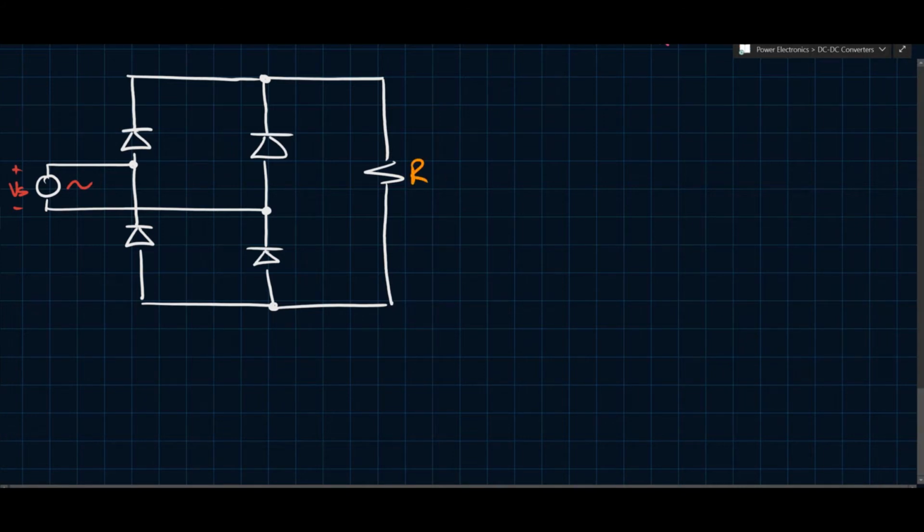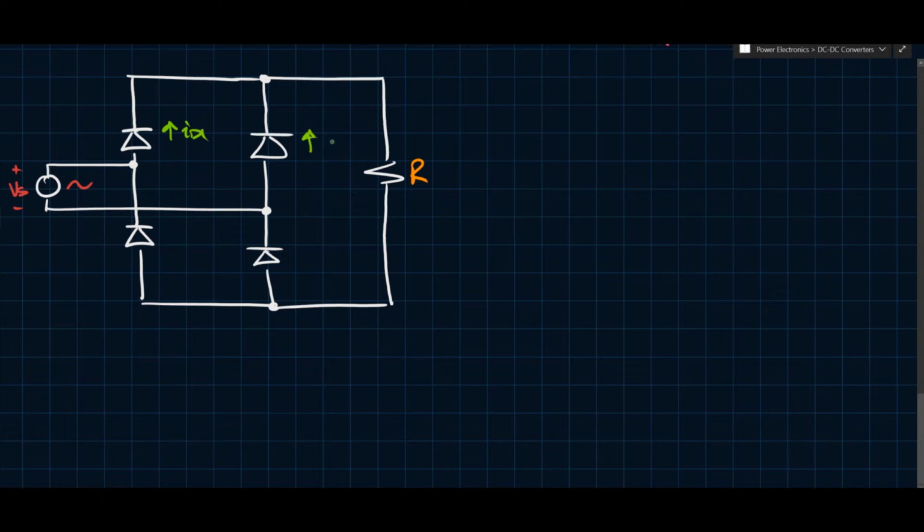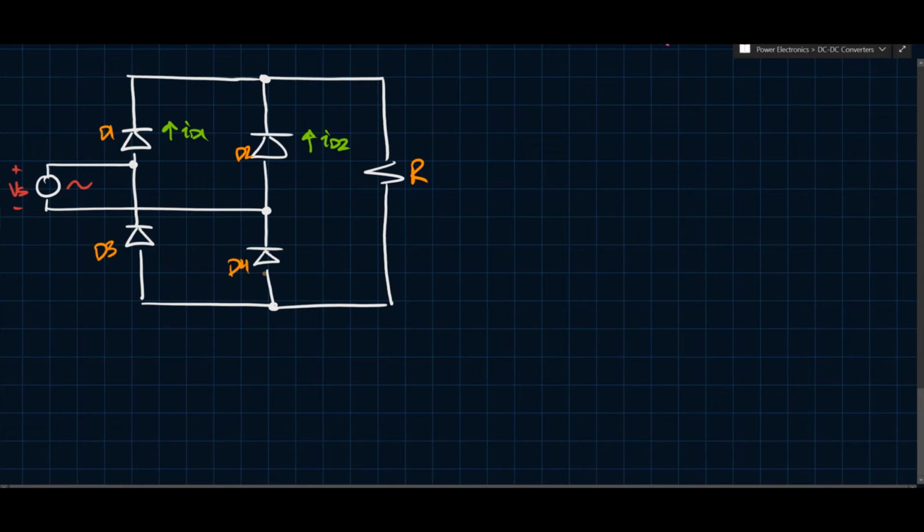I will call this one ID1, and this one ID2. These are two currents. The diodes can also be labeled D1, D2, D3, D4. If this top left is D1, this is D2, we can call the bottom ones D3 and D4. We're not really going to discuss those details for now, although it might be useful, so let's label them too. Let's call this D2, this D3, and this D4. Okay, so what happens in this case?